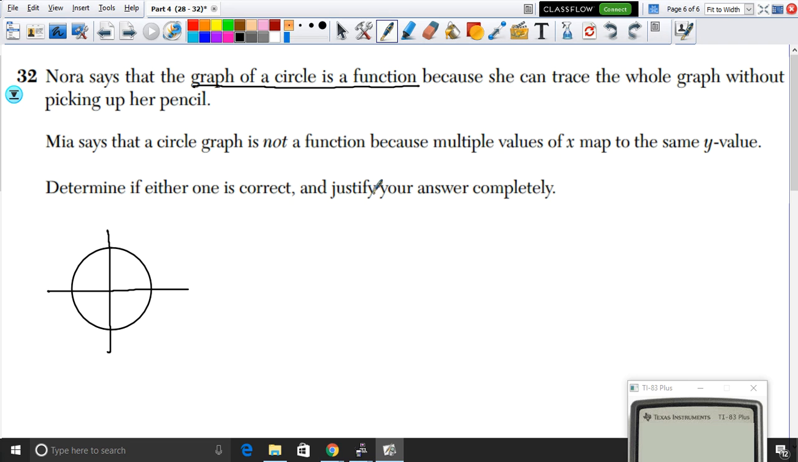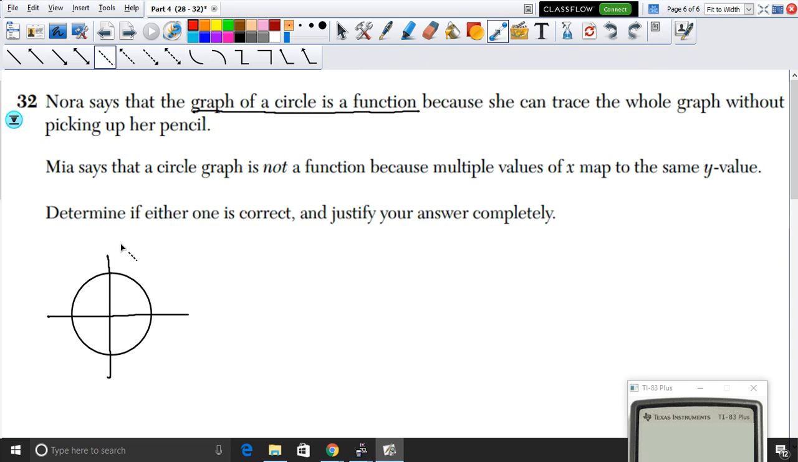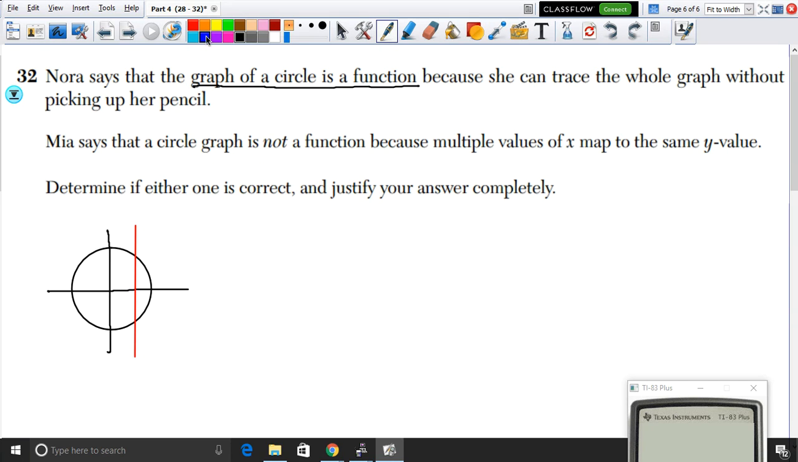Well, we have one test that can determine if it's a function or not, and that is called the vertical line test. What this is saying, if you decide to use the vertical line test to determine if it's a function or not, so we have this circle. We know that this is how the circle works. The vertical line test says that if you draw a vertical line, and if that line touches more than once, then this is not a function.